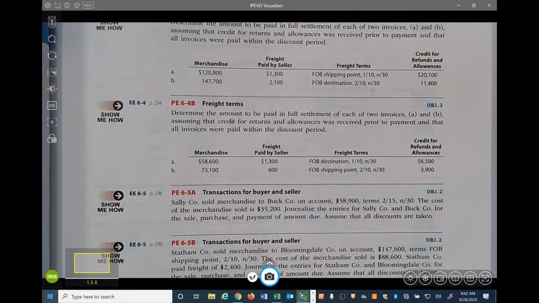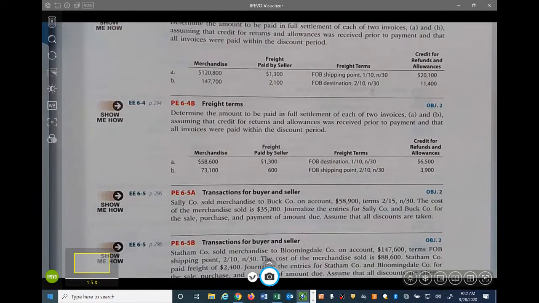Okay, so we're dealing with freight terms, right? Let's just start off with talking about what are the freight terms? What's the difference between FOB shipping point and FOB destination?